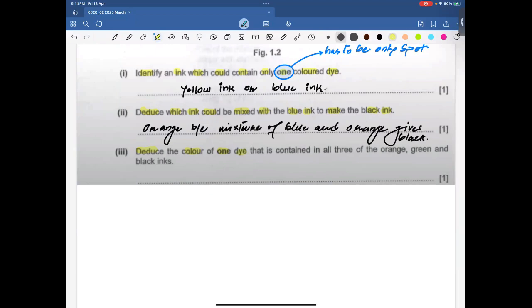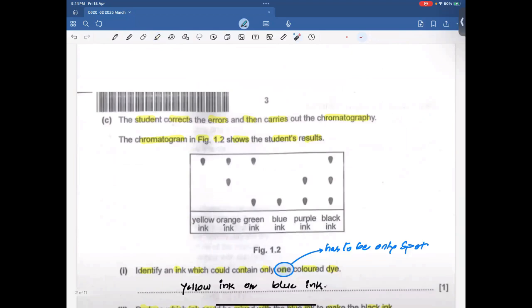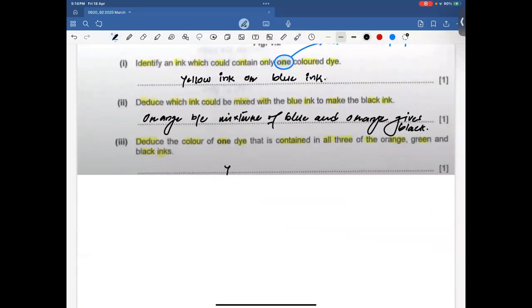Deduce the color of one dye that is contained in all three of the orange, green, and black. Orange, green, and black. This is black. This is orange. This is green. तो वो सिर्फ और सिर्फ येलो डाई है जो कि इन तीनों के अंदर मौजूद है, राइट? Let's move on to the next question.